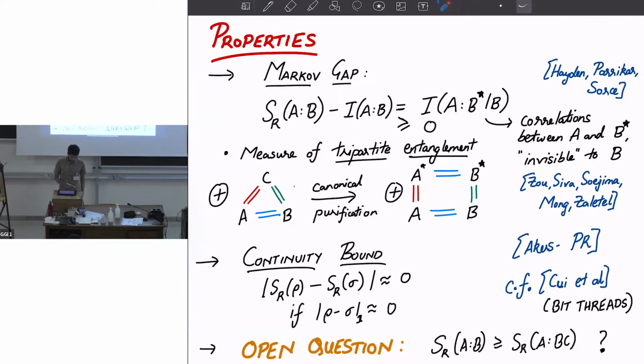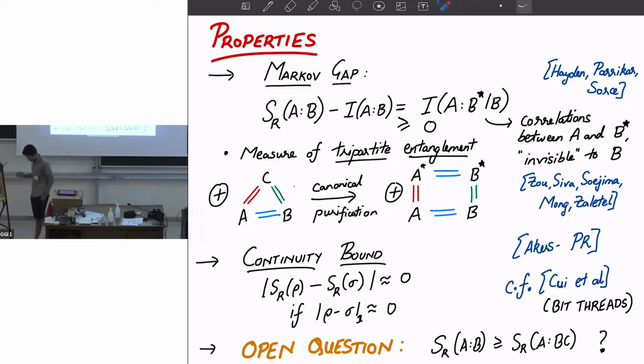More so, the reflected entropy satisfies this continuity bound, which says that if you change the state a little bit, if you tweak it a little bit, the reflected entropy doesn't change much. And so it's a sort of useful measure of entanglement. It's more like the entanglement entropy, which doesn't change much when you change the state. And so you can assign some nice geometric meaning to it.